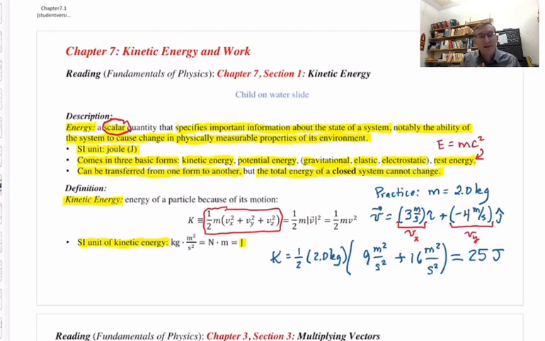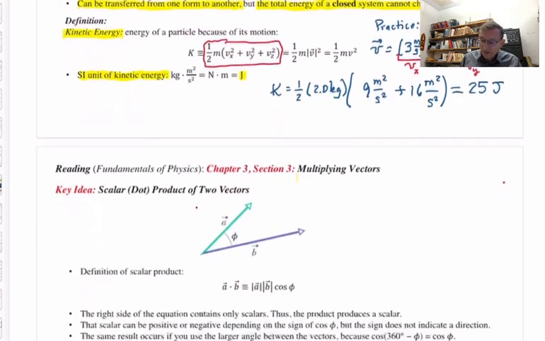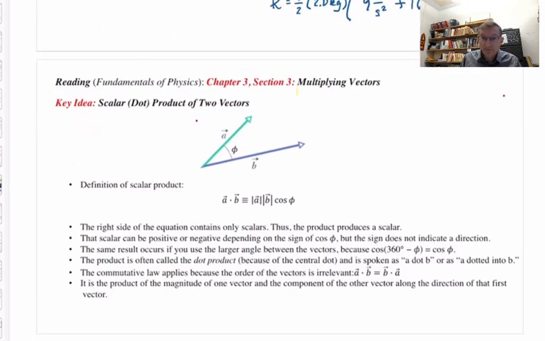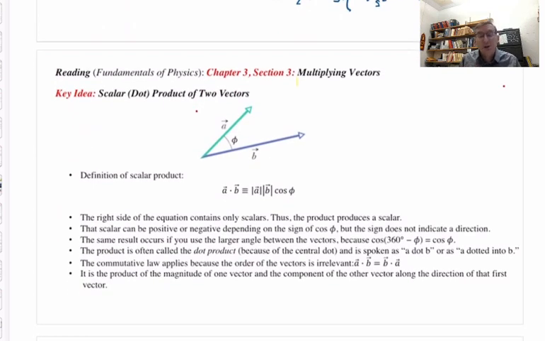It's actually an idea from Chapter 3, the chapter on vectors. So we're going to go back in the book, and now there's more reading that you can go to for further explanation. It's Chapter 3, Section 3, which is all about multiplying vectors. And the key idea we're going to talk about now is what's called the scalar product of two vectors. I like that name, the scalar product, and I'll explain why I like that.